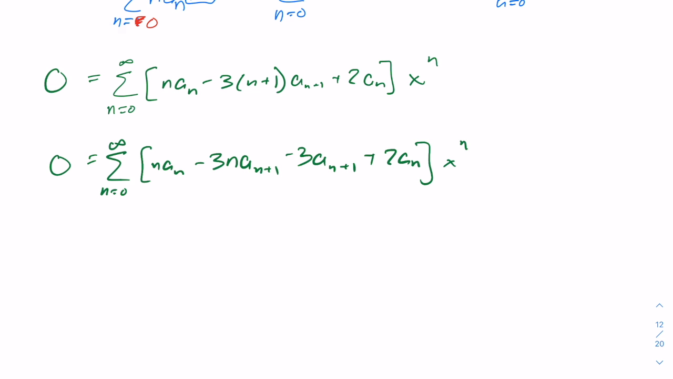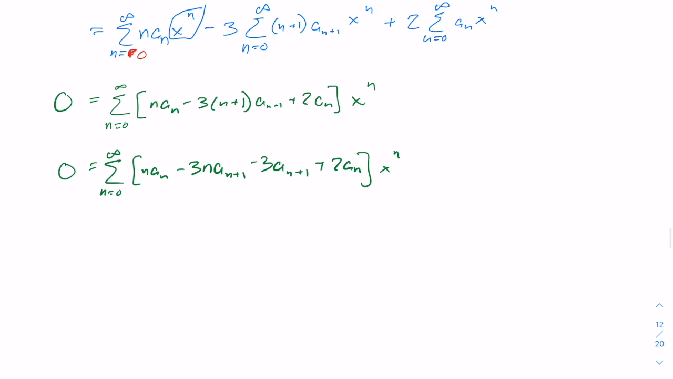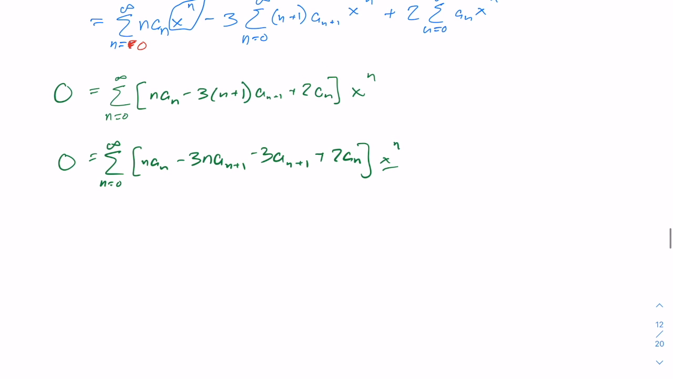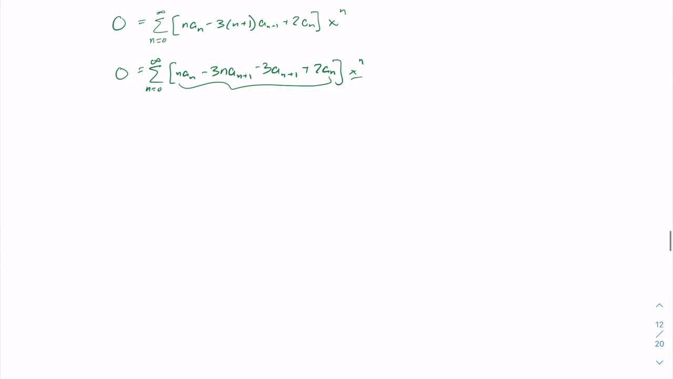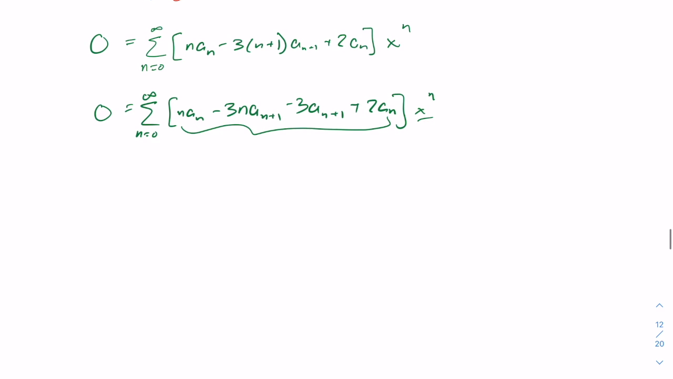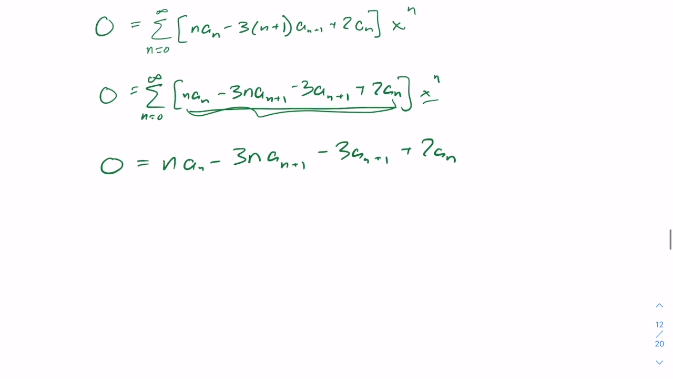All right. We're going to use that thing from earlier, which is when you have a series that is equal to 0 for every x, then all of the coefficients are 0. And so what I can do here is I can actually just take all of this and set it equal to 0. So 0 equals n a_n minus 3n a_(n plus 1) minus 3a_(n plus 1) plus 2a_n.